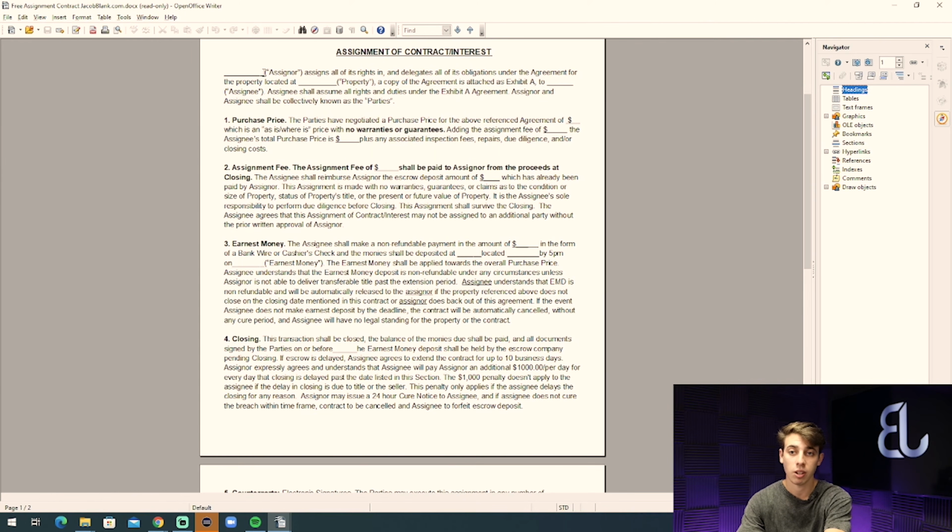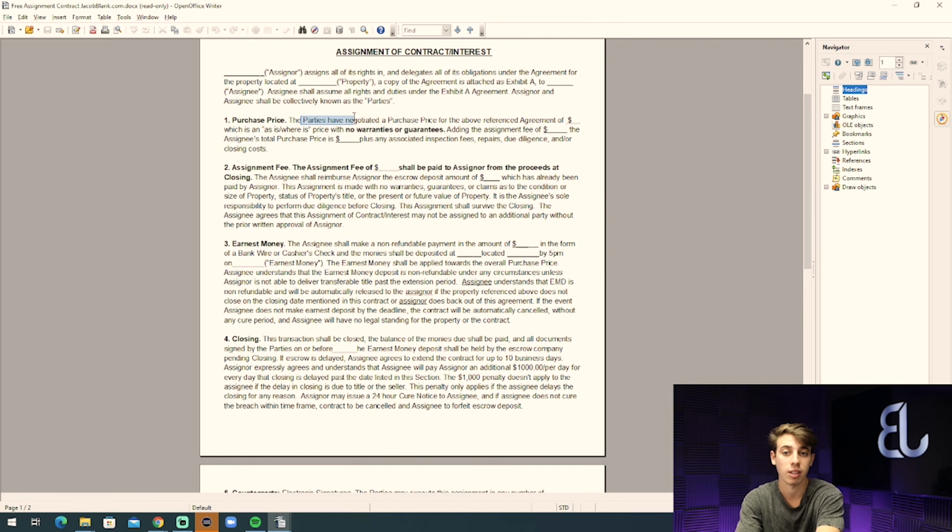Assignor. This is where you're going to put your company. You're the assignor. So whatever buyer name you put on that purchase contract with the seller, you're going to put right here as assignor. And then you're going to put the property address here. And you're going to put assignee's name right here, your buyer's name. And it's saying that assignor assigns all of its rights in the purchase contract, the underlying purchase contract, to assignee for the property located at there. And it's attaching our purchase contract as Exhibit A.